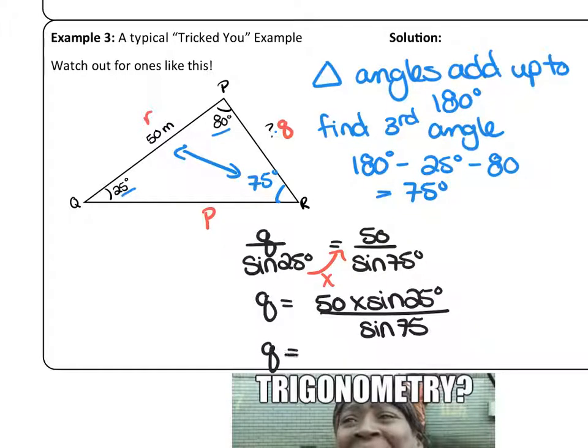And then we just need to calculate it. 50 times sine 25 divided by sine of 75. And I get that this is 21.87, so I'm going to round that to 22 meters. And that, my friend, is the sine law.